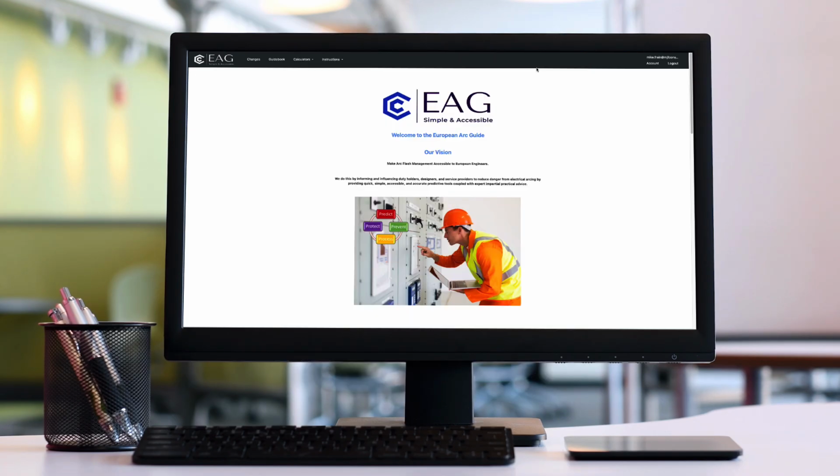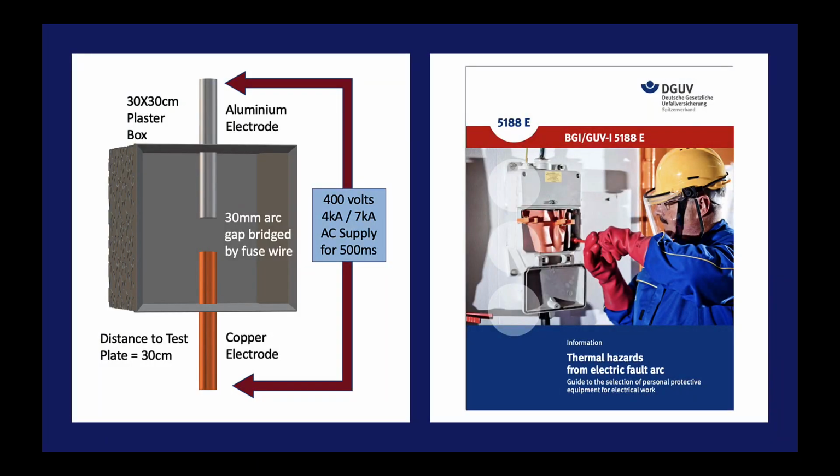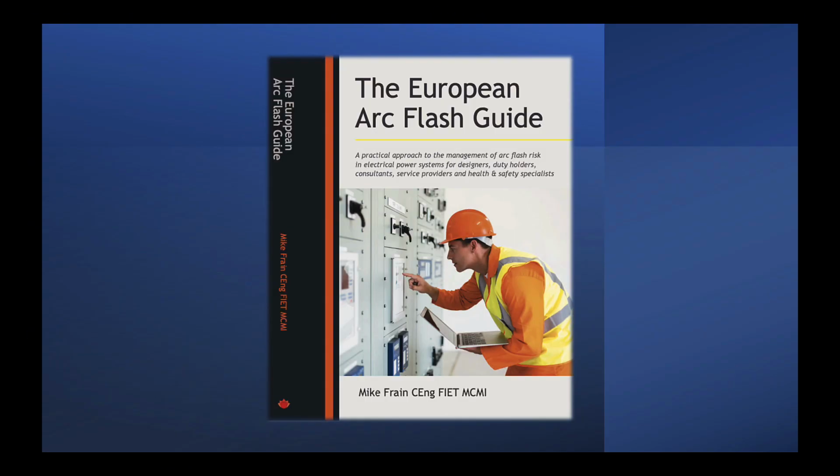The calculator is based on the German DGUV guide to the selection of personal protective equipment for electrical work. It's derived from what is colloquially called the box test, IEC standard 61482-1-2, and further information is available in detail in the European Arc Flash Guide. The calculator can be used wherever there's a requirement to provide PPE that has been tested to the box test standard.